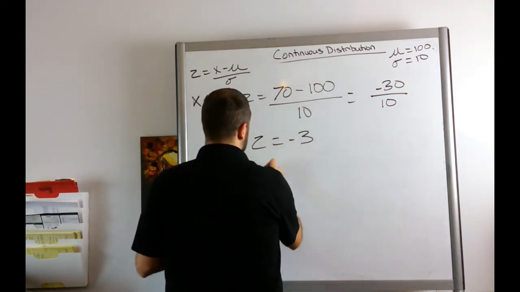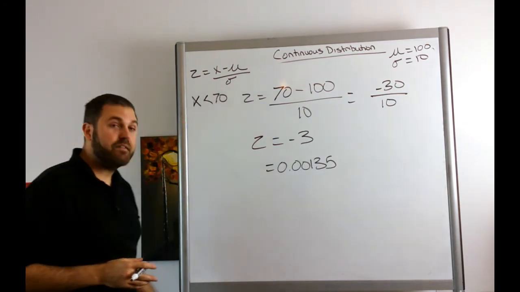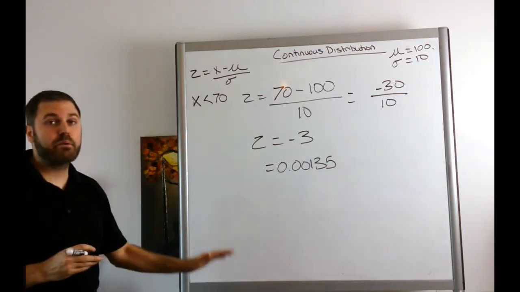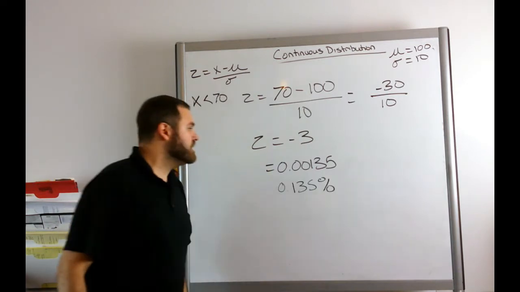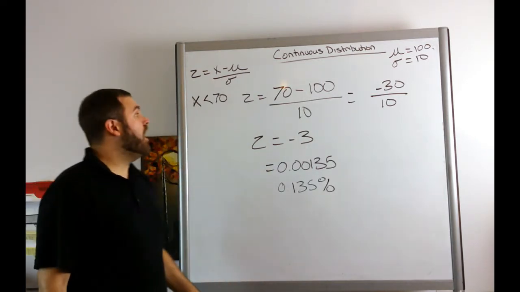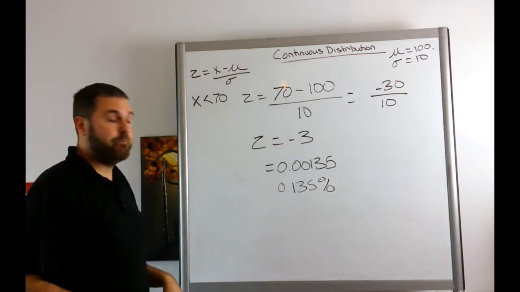So our z table at negative 3 is 0.00135. Because we're looking at less than, we're going to take the number that it says on the z table, because the numbers on the z table are for less than. So we have a 0.135% chance of x being less than 70.